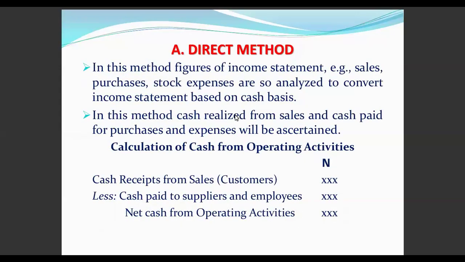Where we have two blocks. One, we calculate the income or receipts from customers. And the second block, from that income, we deduct the cash paid for admin expenses, or in short, the amount paid to the suppliers and employees, which is normally my operating expenses.